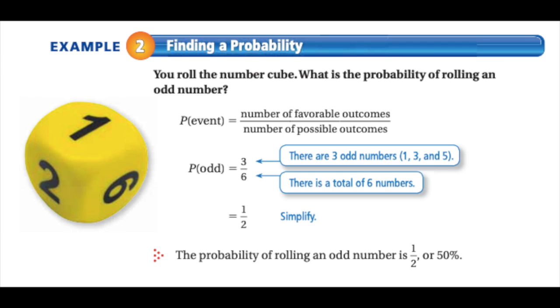So our probability of rolling an odd is 3 out of 6. When we simplify 3 out of 6, we get 1/2. So it is equally likely of rolling an odd number at 1 out of 2, or 50%.